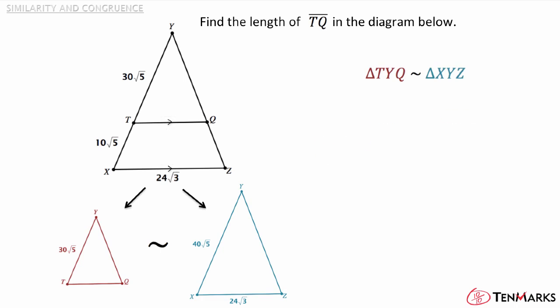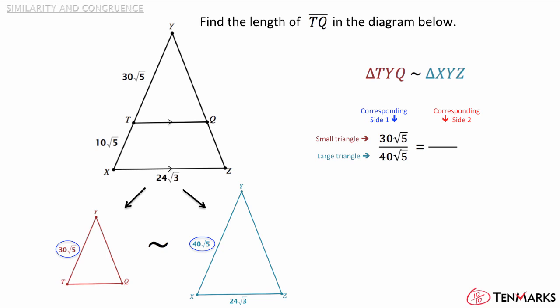Now you can set up your proportion. TY in the smaller triangle corresponds to XY in the larger triangle. So fill in 30 square root of 5 over 40 square root of 5 for your first fraction. On the other side, TQ in the smaller triangle corresponds to XZ in the larger.